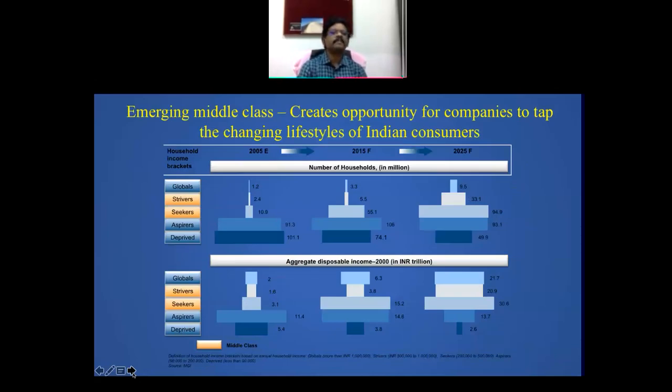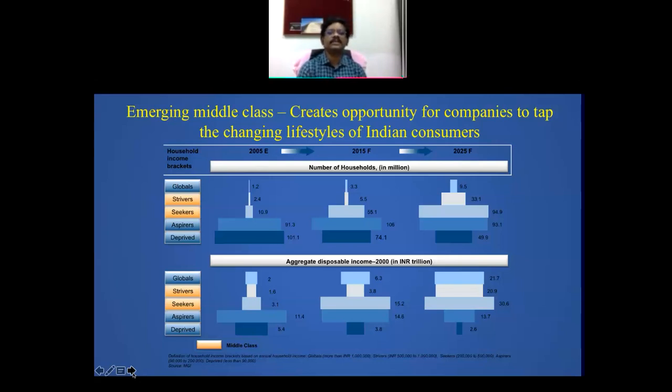Further, the emerging middle class creates an opportunity for companies to tap the changing lifestyle of Indian customers. You know what is happening now as far as lifestyle is concerned. From 2005 to 2015 and 2025, you can see the number of households in millions and aggregate disposable income. Now there is a lot of disposable income, and lifestyle has totally changed: food, cosmetics, beautification, and industries like textiles. These are all major areas where many things are happening.